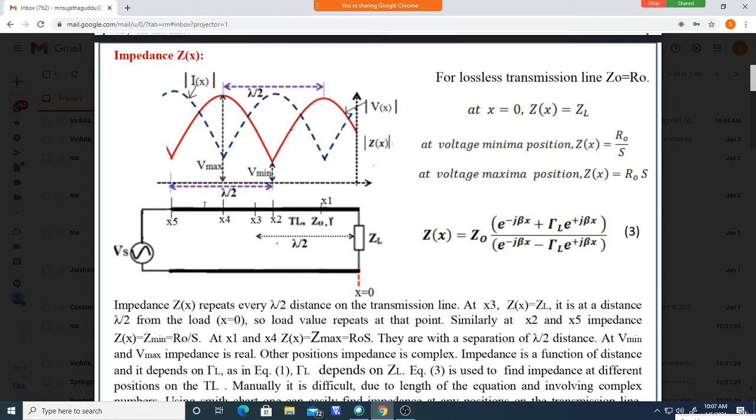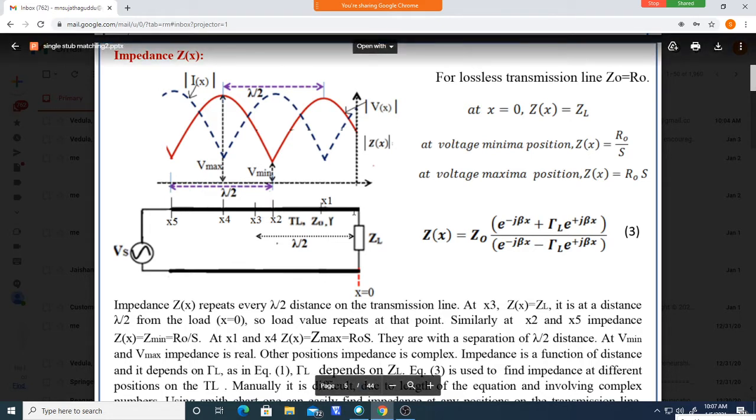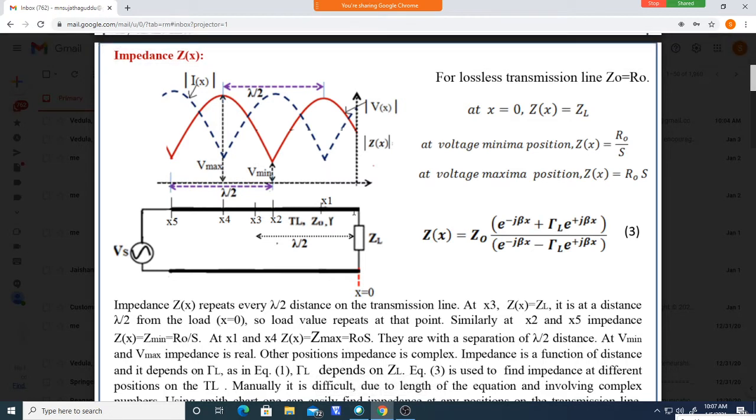It changes. How does it vary? As we studied in the theory, the impedance pattern repeats every lambda by 2 distance. Voltage also repeats, current also repeats, so impedance also repeats every lambda by 2 distance. So if we come to know the variation of impedance, voltage, or current over a lambda by 2 distance, the remaining variations over the length you can easily analyze. Usually the analysis we can do over a lambda by 2 distance.